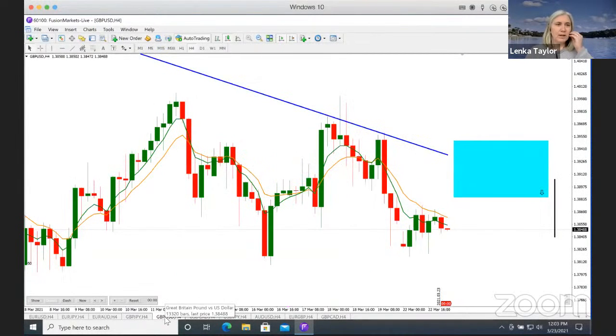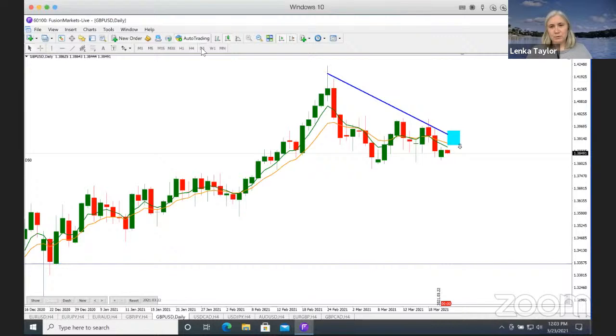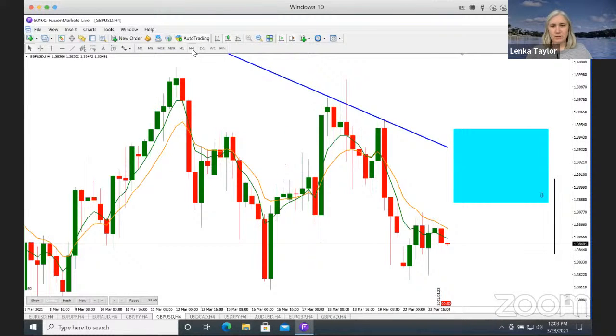Next currency pair is GBP USD. On this one, in terms of direction, I'm looking for a short. And in terms of the entry setup, I'm looking for the price to come back to this trend line, somewhere in this sort of area here. And then looking for price action in the downward direction for a short.